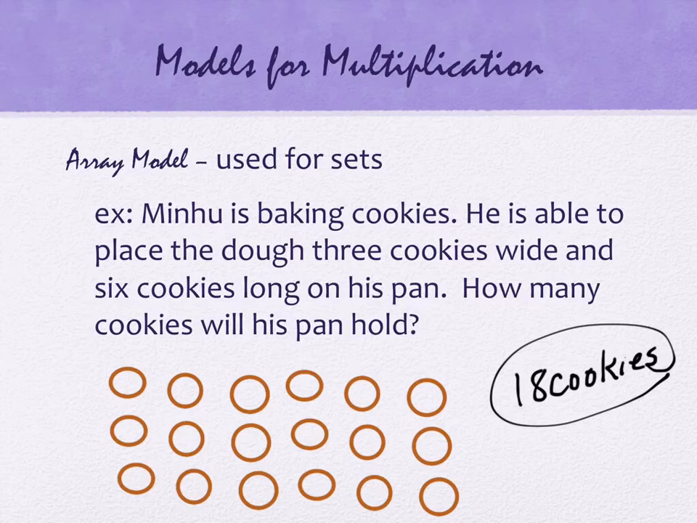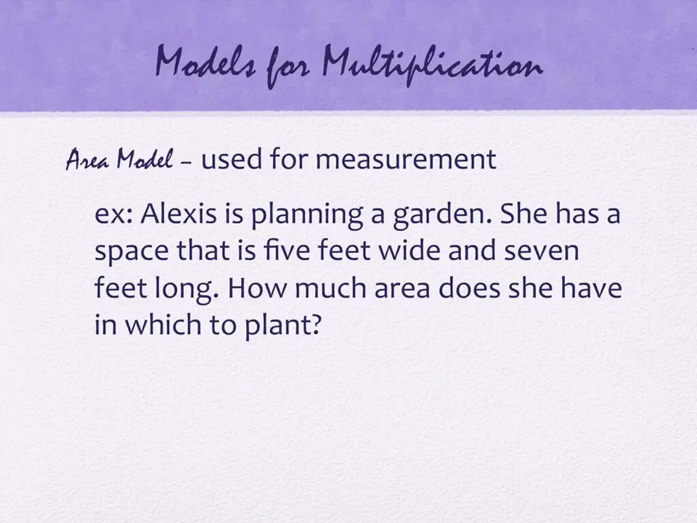Okay, area model is almost exactly like an array model, but an array model is actually whole objects. Again, we're not talking about half of a cookie, right? It would be weird to talk about it like that. For an array model, we don't use partial pieces of things. An area model is the equivalent to the measurement version of this.